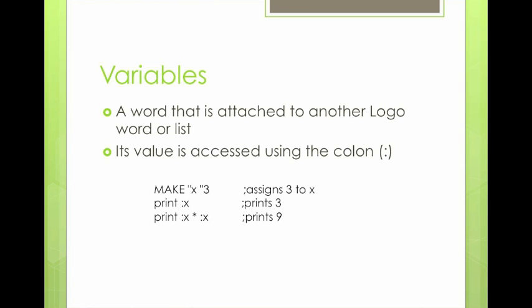Variables are simply a word that is attached to another Logo word or list, and its value can be accessed by using the colon. So here we have a short code snippet in which we create a variable called x, assign the value 3 to it, print its value, and then use the value of x to do a multiplication and print the product of that multiplication.